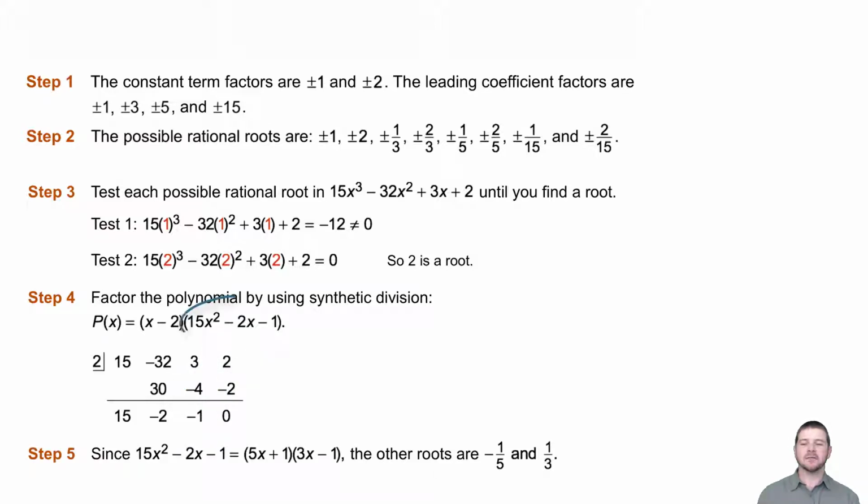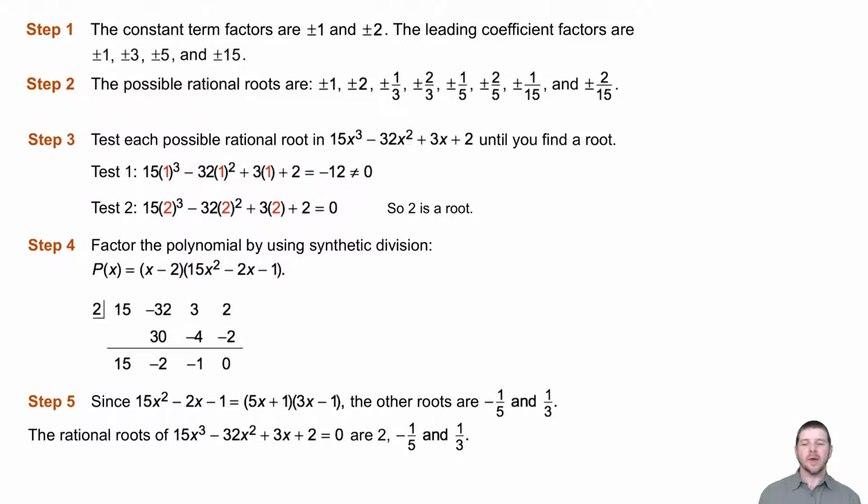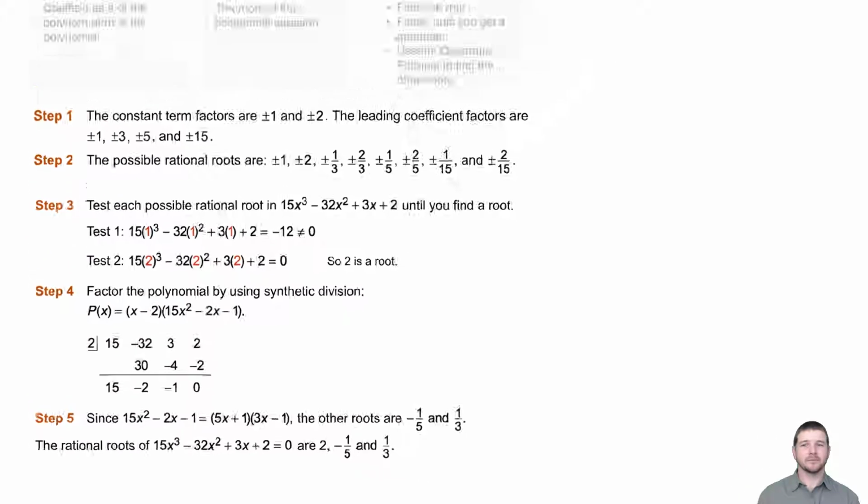Step 5. Since 15x squared minus 2x minus 1 can be factored and written as 5x plus 1 times 3x minus 1, the other roots are negative 1/5 and 1/3. The rational roots of 15x cubed minus 32x squared plus 3x plus 2 equals 0 are 2, negative 1/5, and 1/3.